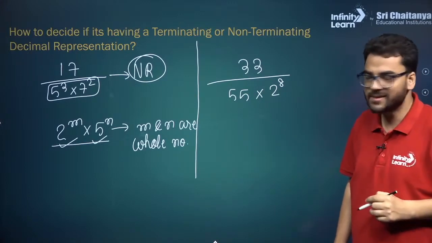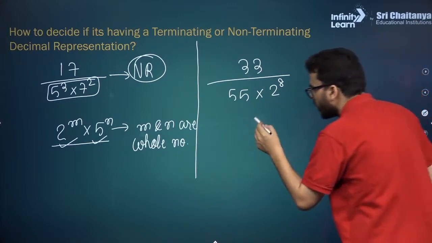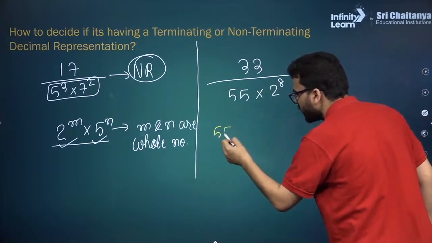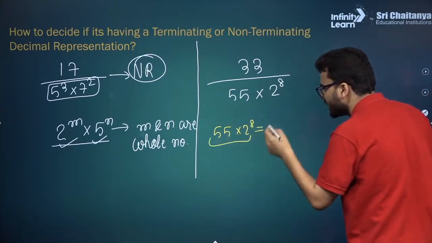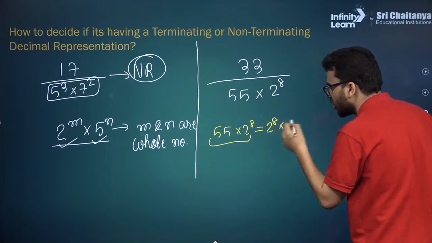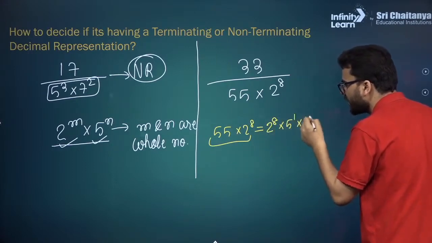So one more thing is there. See, what you will do, you will just see the denominator over here and you will do the prime factorization of the denominator. It is this or not? 5 raised to the power 1, 11 raised to the power 1.